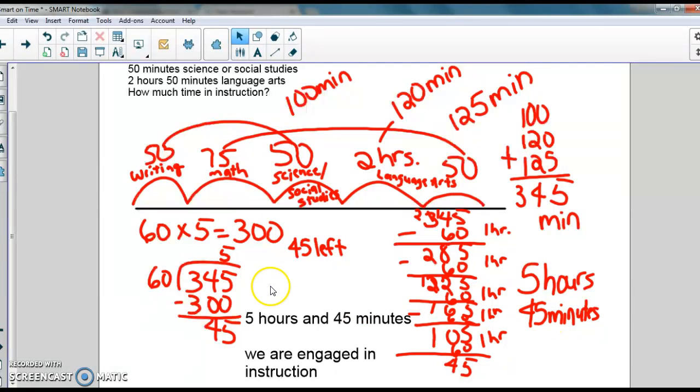Another way I could have looked at it is I could have taken 345 and taken 60 minutes out to get my hours. And when I do that, I do 345 divided by 60, I get 5. 5 times 60 is 300. I subtract, I get 45 minutes left. That again gives us that 345 minutes, or 5 hours and 45 minutes.